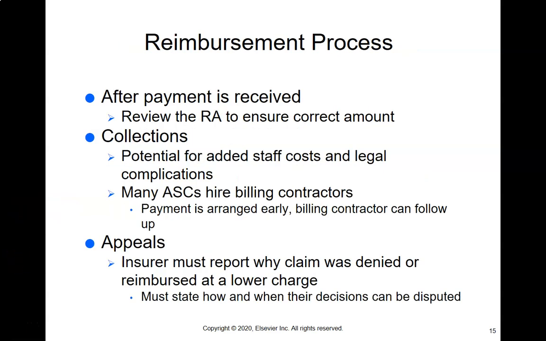Reimbursement process. Deadlines in which appeals can be submitted vary among insurers. Often, the billing and collection contractor will manage this process. After payment is received, review the RA, which is the remittance advice, to ensure correct amounts. Collections is a potential for added staff costs and legal complications. Many ASCs hire billing contractors, and payment is arranged early, and the billing contractor can follow up. Appeals: the insurer must report why a claim was denied or reimbursed at a lower charge. They must state how and when their decision can be disputed.